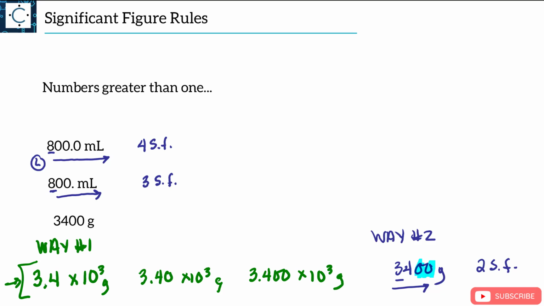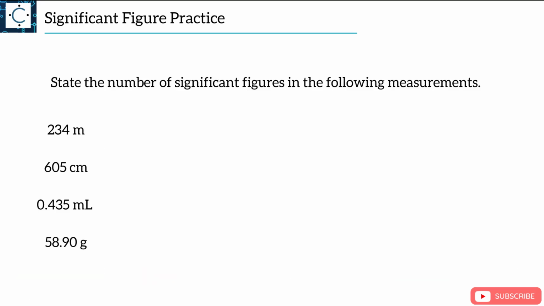Most people end up using way number 2, but you need to look at your notes for your class and find out which way your professor wants you to use. Let's wrap up with some practice. Here are 4 practice examples. Go ahead and pause me, try these 4, and then we'll compare our answers.